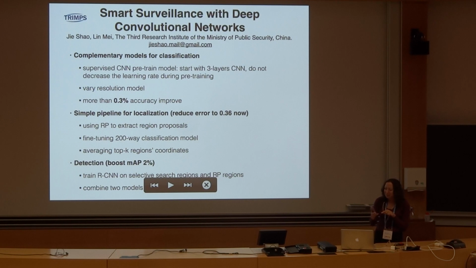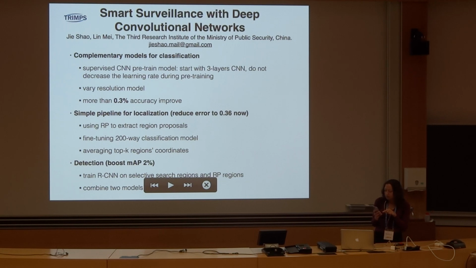So this is the Third Research Institute of Ministry of Public Security of China. We use complementary models for classification. One is a supervised CNN pre-trained model, starting with three convolution layers, and not decreasing the learning rate during pre-training. Another complementary model uses normal resolution and high resolution training images alternatively.